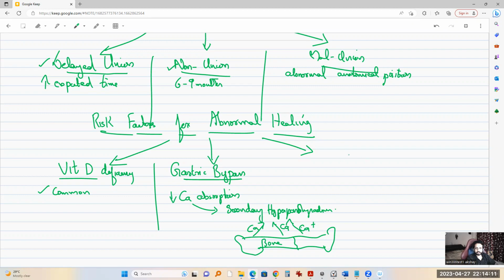And the last one, the drugs, the usual things. One is steroids, prednisone. Number two is NSAIDs. And the usual culprit in everything, tobacco, smoking and chewing.